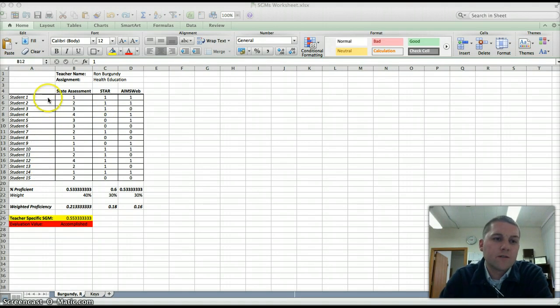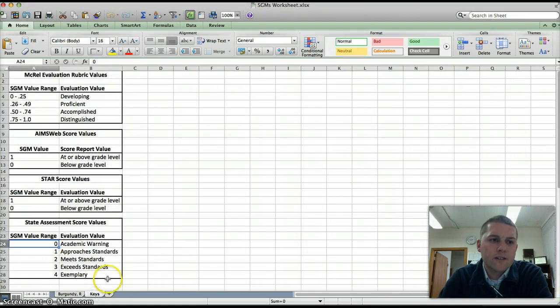Now realize if it's a high school teacher, we've got to decide, are they going to be responsible for one whole grade level or the entire school, or how are you going to do that? But again, that goes back to the local control that we talked about on Friday. So for this calculation, what I've done is dumped in state assessments for 15 fictitious students, and I'll go over how those values were determined here, as well as those same 15 students' STAR and AIMSweb results.